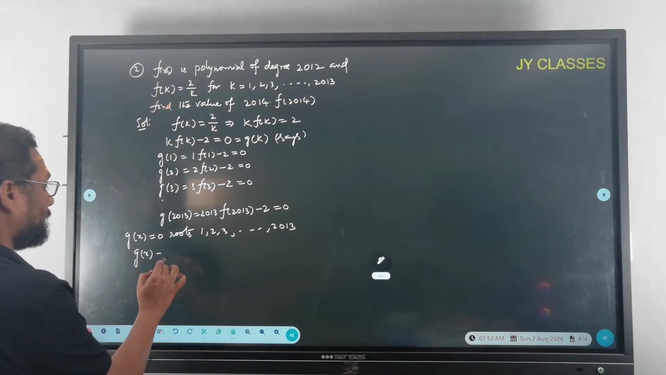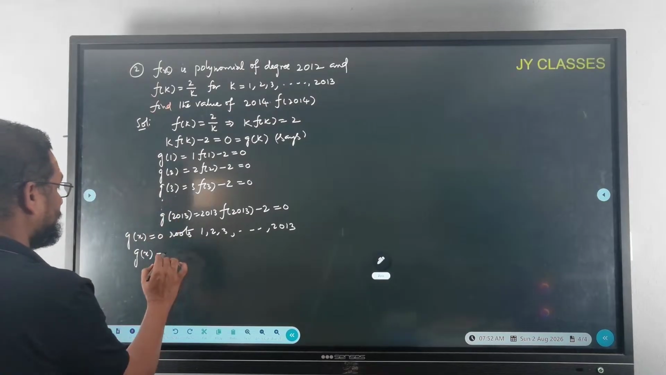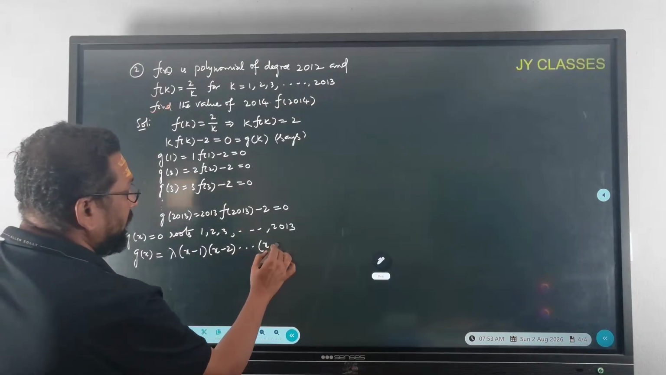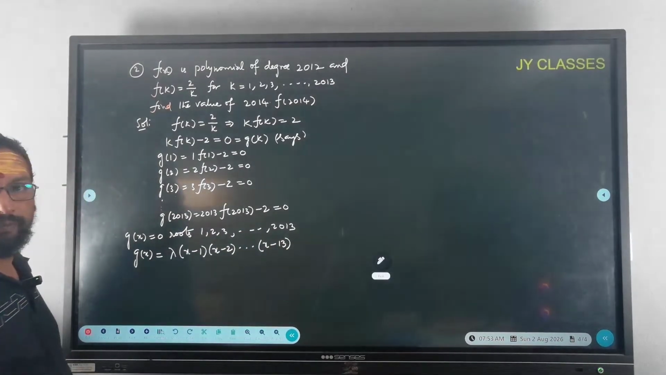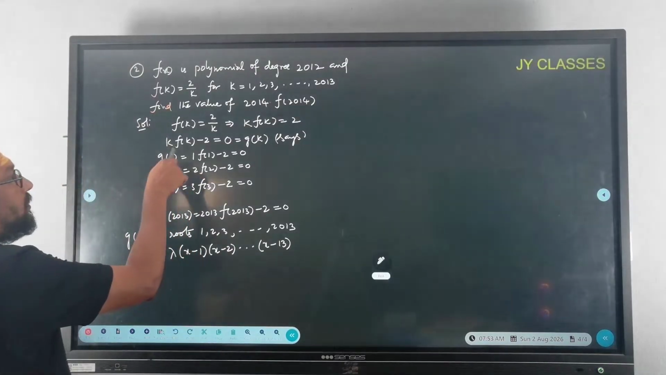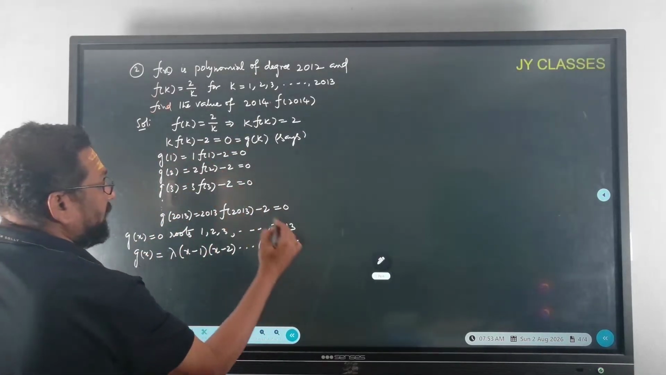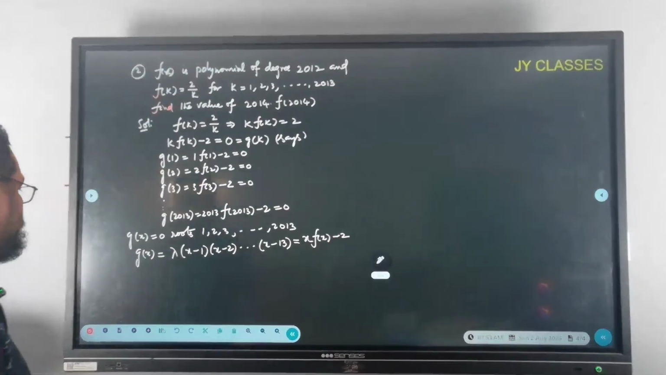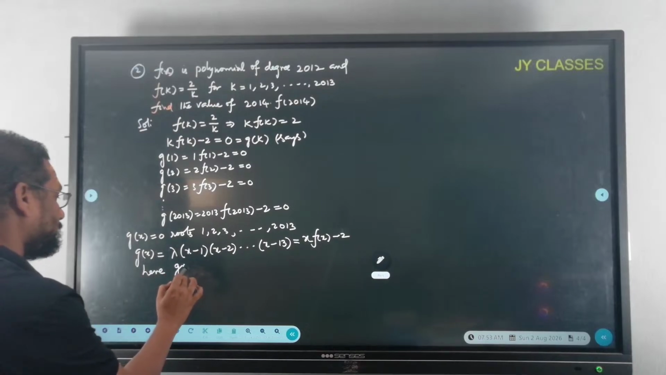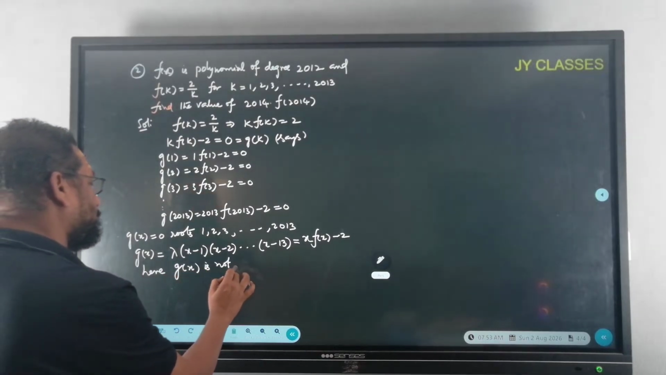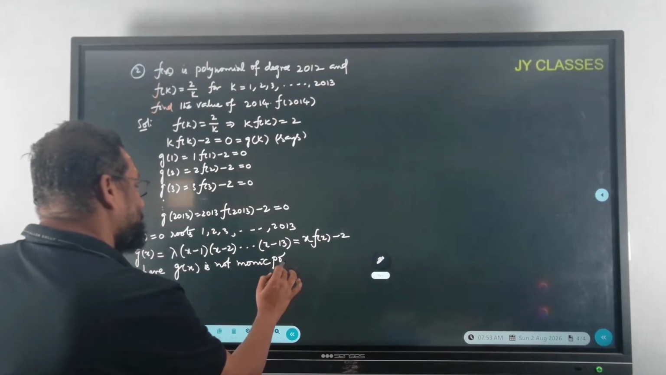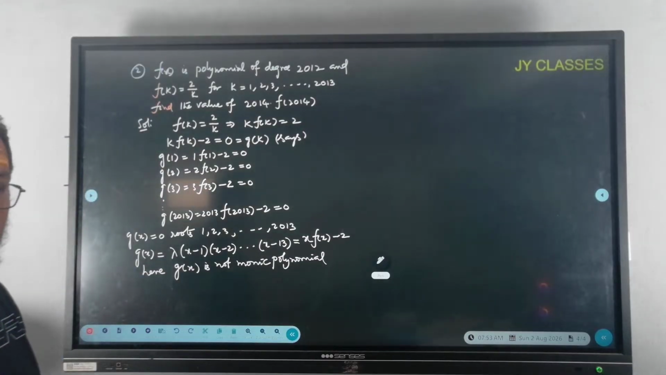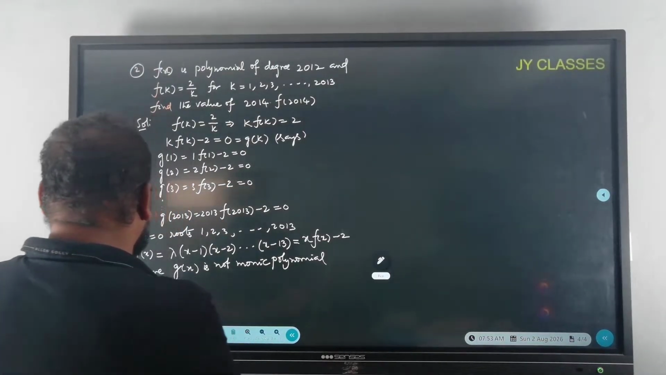So g of x is equal to some lambda, take some lambda, into x minus 1, x minus 2 and so on x minus 2013. Here, when we take x, g of x becomes x f of x minus 2. Here g of x is not a monic polynomial, so we took lambda; otherwise we would take monic, and lambda would be equal to 1.